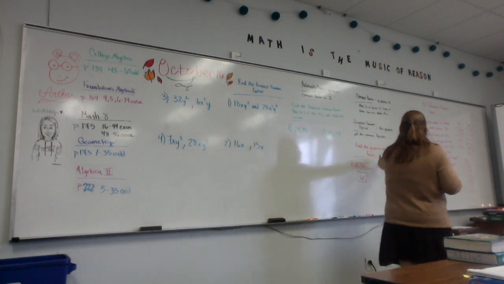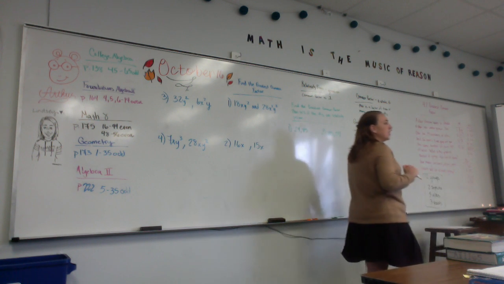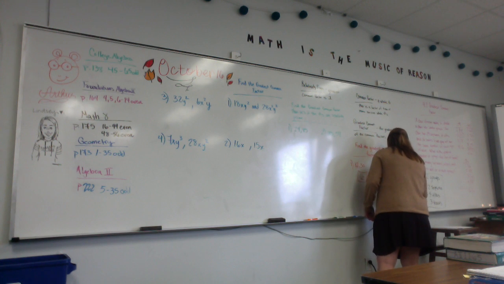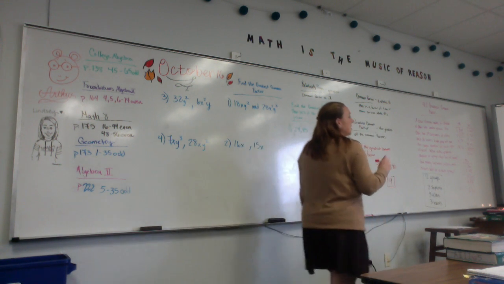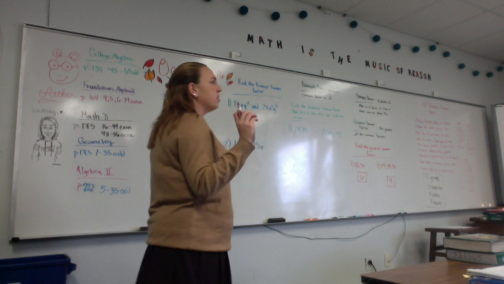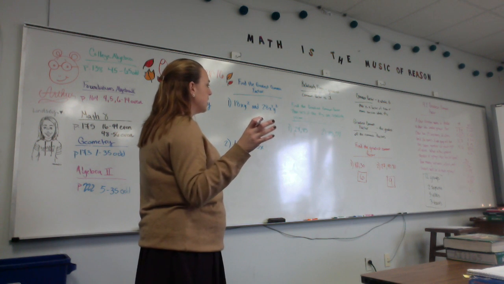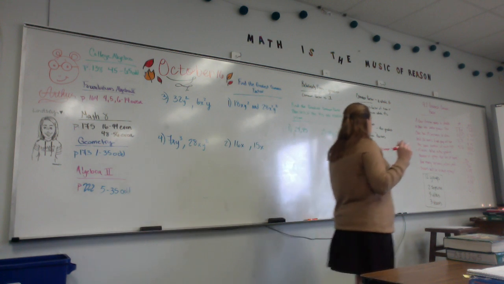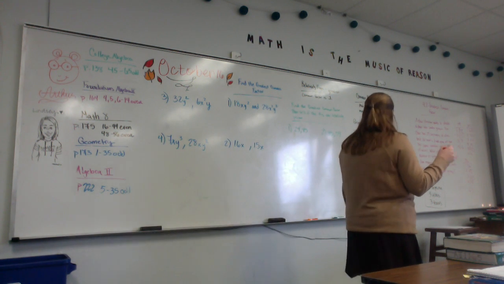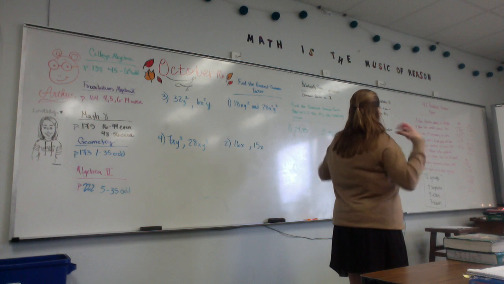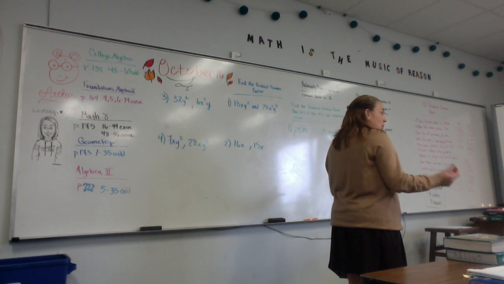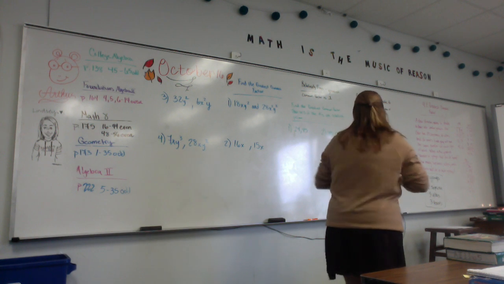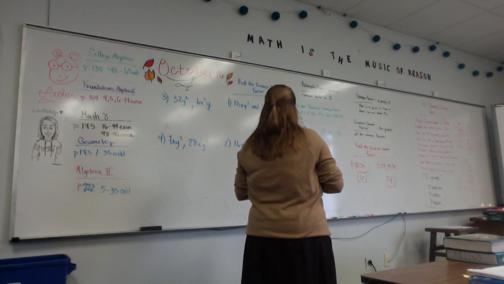Of 27, 45, and 90, what is my greatest common factor? 9. 27 can be broken down into 1 and 27, 3 and 9. 45 can be broken down into 1 and 45, 9 and 5. 90 can be broken down into 1 and 90, 9 and 10, 2 and 45, 3 and 30. That's right. But 9 is the greatest common factor.